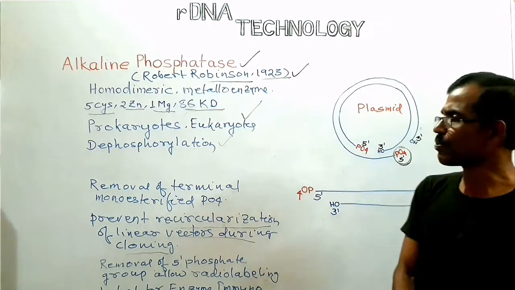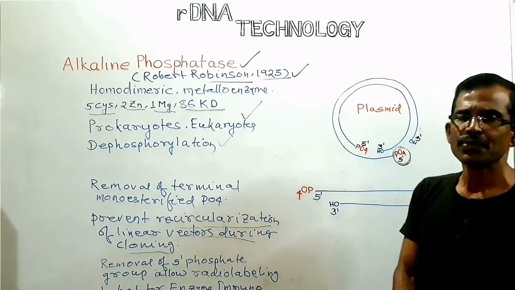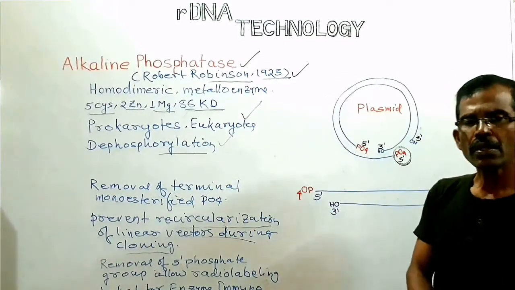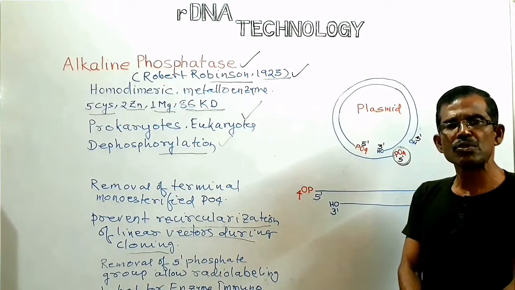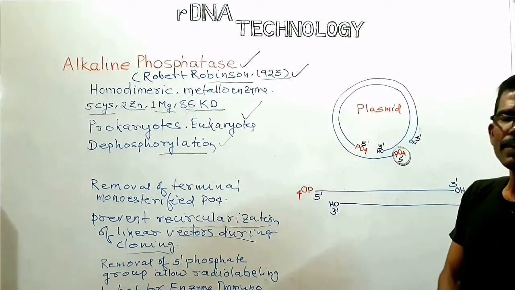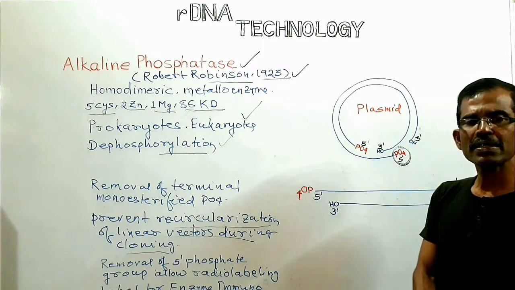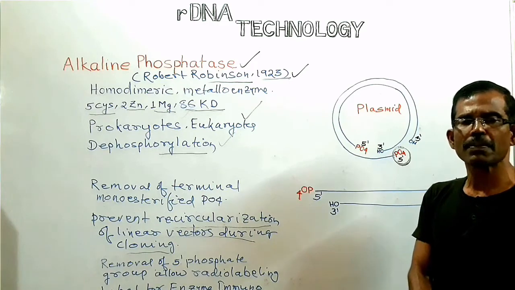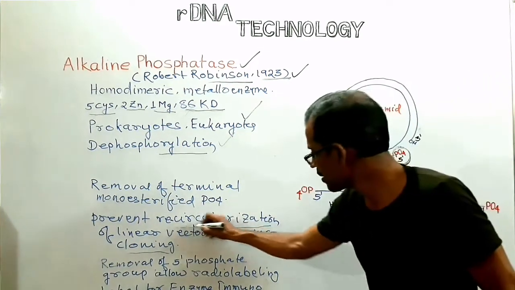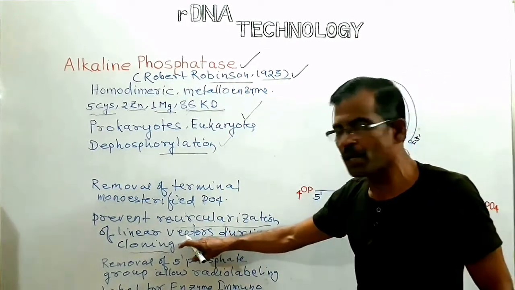The enzyme alkaline phosphatase is present both in prokaryotes and eukaryotes. Its basic function is dephosphorylation. Alkaline phosphatase removes the terminal phosphate group that is present at the 5' end of nucleic acid. So, by removing the terminal phosphate group from the 5' end, alkaline phosphatase prevents recircularization of linear vectors during cloning.